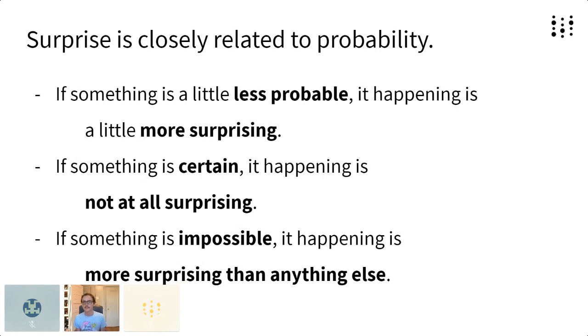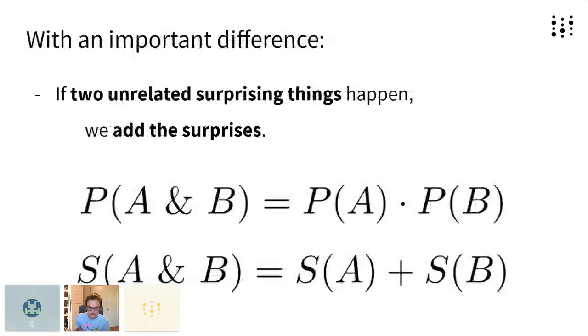So numerically, this is saying that our surprise is a continuous function of the probability. That's the first thing. Tiny changes in probability mean tiny changes in surprise. And if something is certain, it being not surprising means that if something has a probability 1 of happening, the surprise is 0. And then if something is impossible, if its probability is 0, then its surprise is infinite. That's the only way that it can be more surprising than anything else.